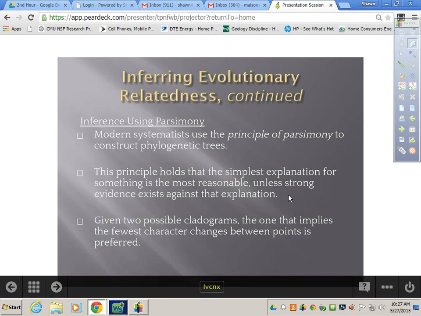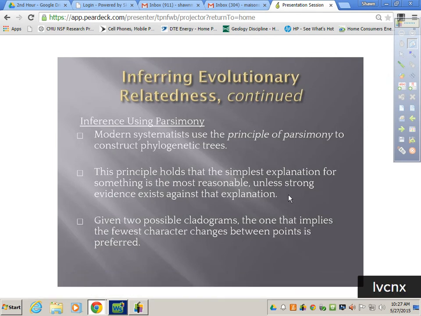So modern systematics uses what's called the principle of parsimony. I call this common sense to construct a phylogenetic tree. Parsimony, you guys, just means take the path of least resistance, the one that makes the most sense. If you have, let's say, two differences in DNA between one plant and another and four differences in another plant, we say that the one with two differences is closely related to the original. And so that's called the principle of parsimony.